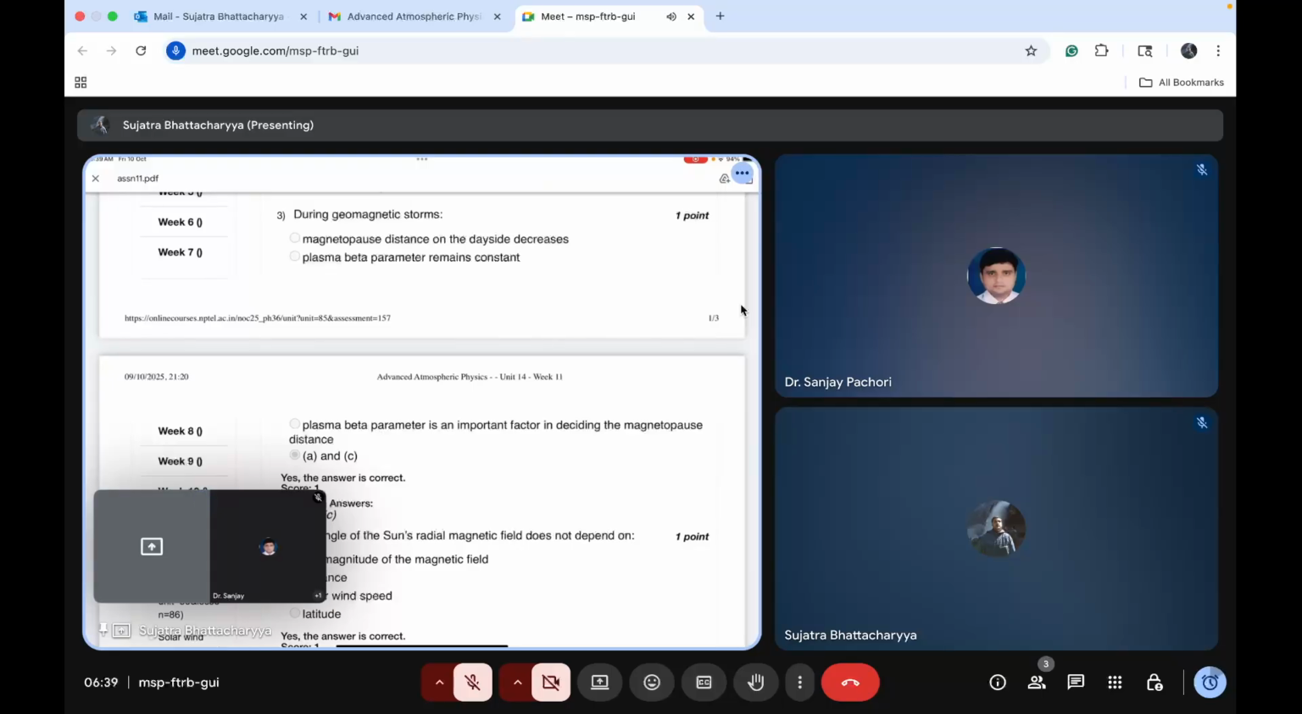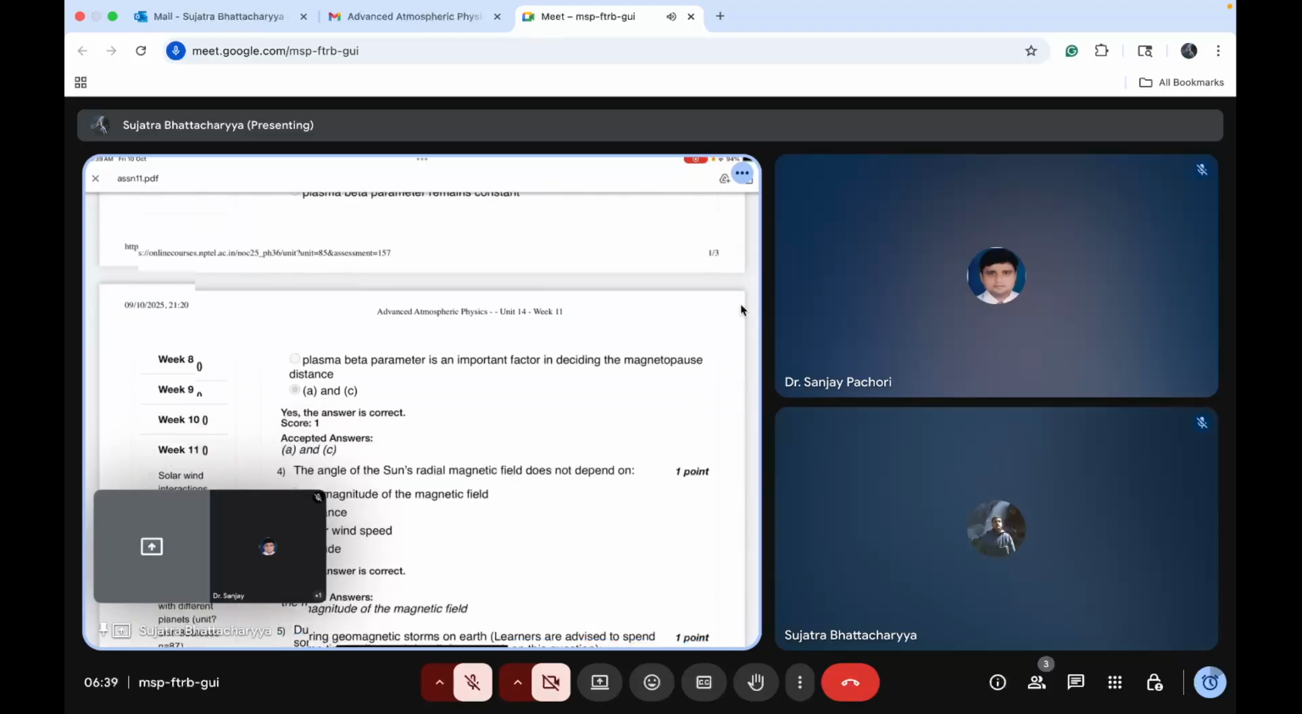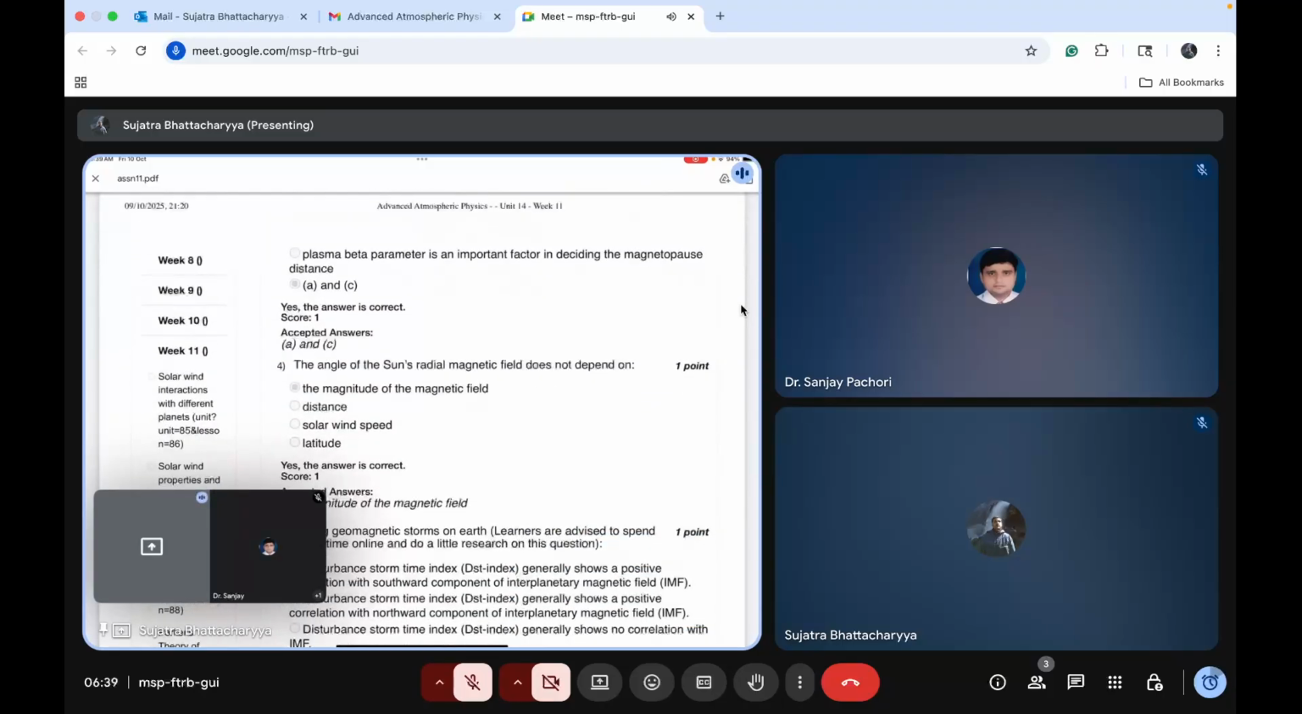It is not constant. Okay, fine. Next is, the angle of the sun's radial magnetic field does not depend on... we have discussed this. It does not depend on the magnetic field itself, but it depends on the latitude, because it depends on the rotation. The sun's rotation is not constant everywhere; it's not a rigid body rotation. So it depends on the distance, the solar wind speed, and the latitude. But it does not depend on the magnitude of the magnetic field. We have discussed it, so I'm not going into the details.